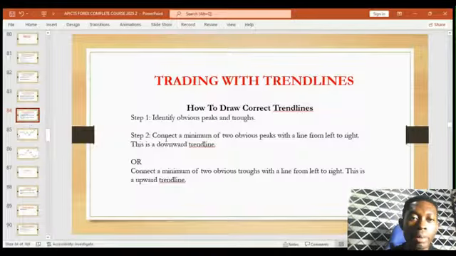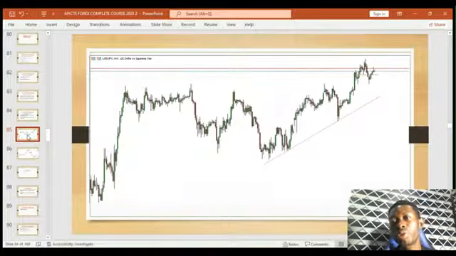So number two, connect a minimum of two obvious peaks with a line from left to right. This is a downward trend line. Or connect a minimum of two obvious troughs with a line from left to right. This is an upward trend line. And let me show you an example. This is what we're talking about.